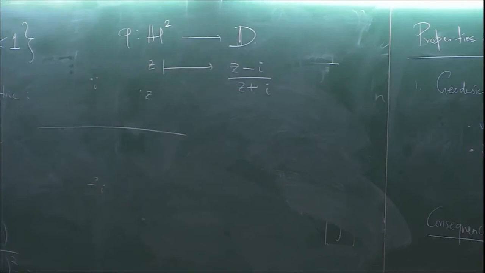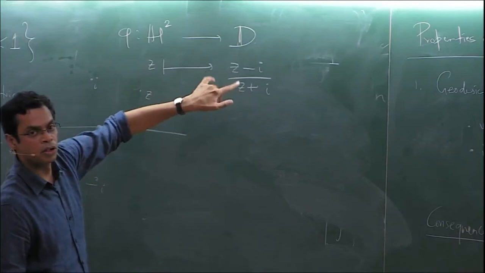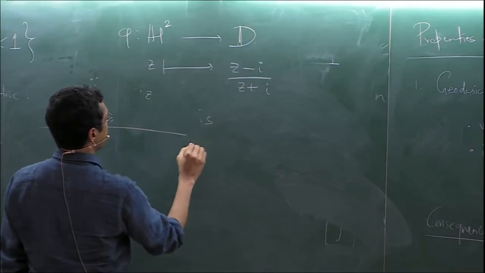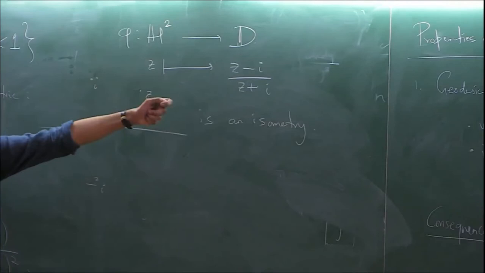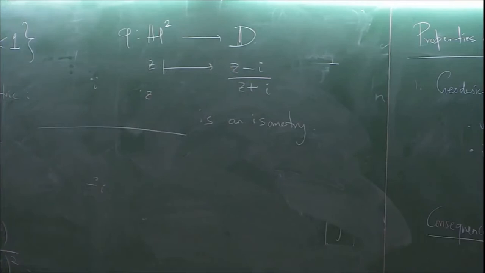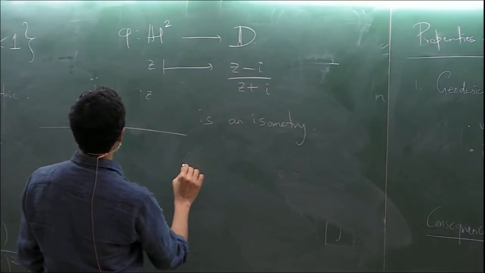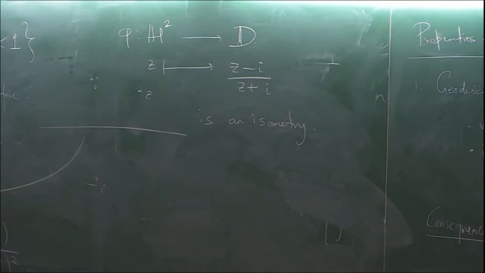In fact, you can show that this is a biholomorphic map. This is a Mobius transformation, so you can compute its inverse. And this is an isometry: it preserves the metric. It takes the hyperbolic metric that we've already seen on the upper half plane to this metric here. I'll leave the calculation to you; it's very similar to what we did before. So what do you have to check? By the way, where does the point i map to? The point i maps to the center of the disk.